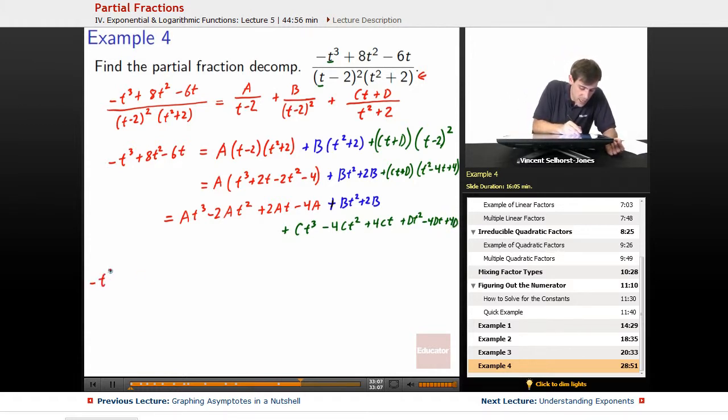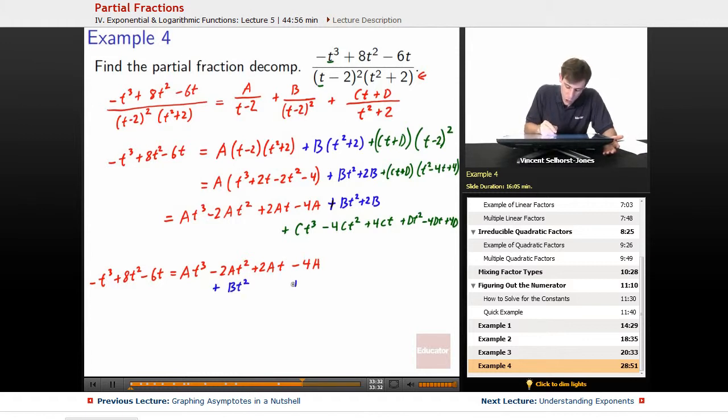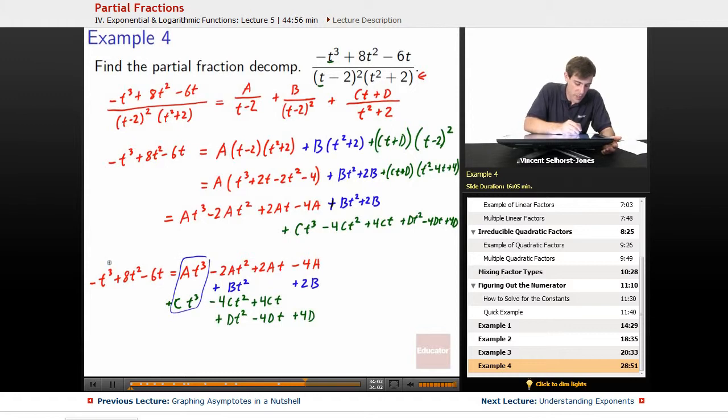So we can say this is negative t cubed plus 8t squared minus 6t equals, and we can put this in that form again of exponent 3, exponent 2, exponent 1, exponent constant, minus 2at squared plus 2at minus 4a. Next one, plus bt squared plus 2b plus ct cubed minus 4ct squared plus 4ct, and then plus dt squared minus 4dt plus 4d. So from this, we'll be able to figure out that all of our t cubes, right, our line of t cubes here has to be the same as our line of t cubes here. So we'll be able to get things like -1 equals a plus c.